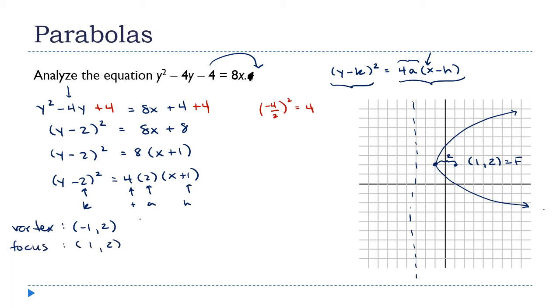And the directrix is 2 in the other direction. Well, this was x equals -1, so this is going to be 2 to the left of that. That's x equals -3. And there's my points, right? There's my information. Those are the properties that I was trying to find.